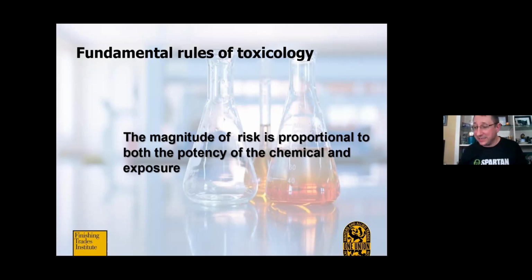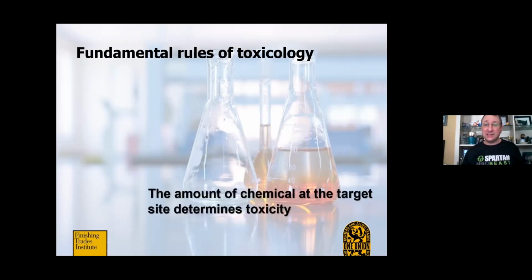Just because you're looking at benzene and you say, oh, it's only 5 ppm, no big deal. Oh, really? It gives you cancer. So I think 1 ppm is a big deal, right? So we have to look at it like this. And the last thing is the amount of chemical at a target site determines toxicity. What does this mean? The amount of chemical that actually reaches our target organ, whether that's a whole system, one organ or whatever, maybe it's your lungs, maybe it's your kidney, the amount that actually reaches there is what is going to cause the toxicity.